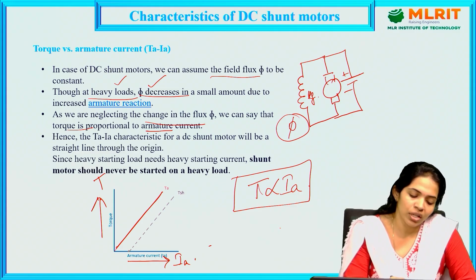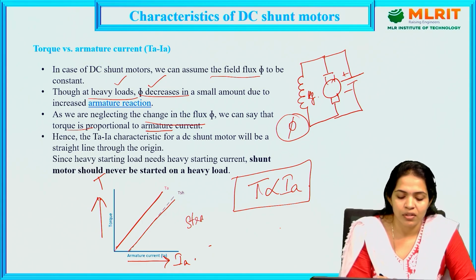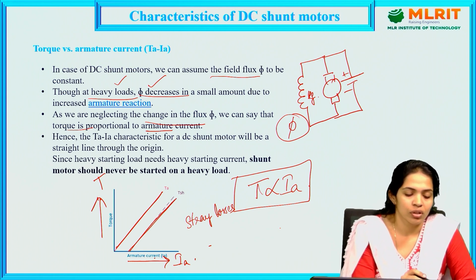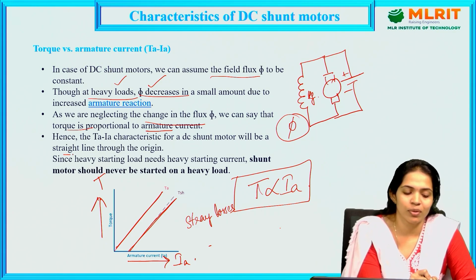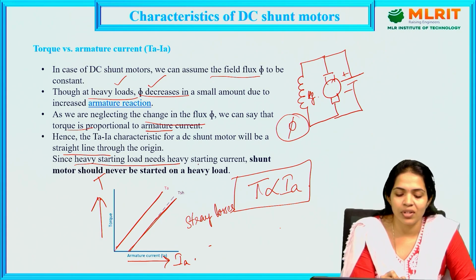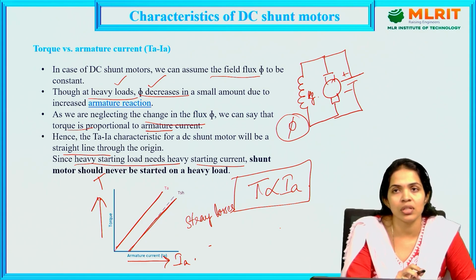We know that the shaft torque is always less than the armature torque due to the stray losses. So it is also a linear graph. The shaft torque is also a linear graph between the armature current and the armature torque. Hence, for a DC motor, it will be a straight line passing through the origin. Heavy starting load needs heavy starting current, so a shunt motor should never be started on heavy loads. This is quite the opposite case to the DC series motor. A DC series motor should always be started with loading, and a shunt motor should never be started by loading it heavily.